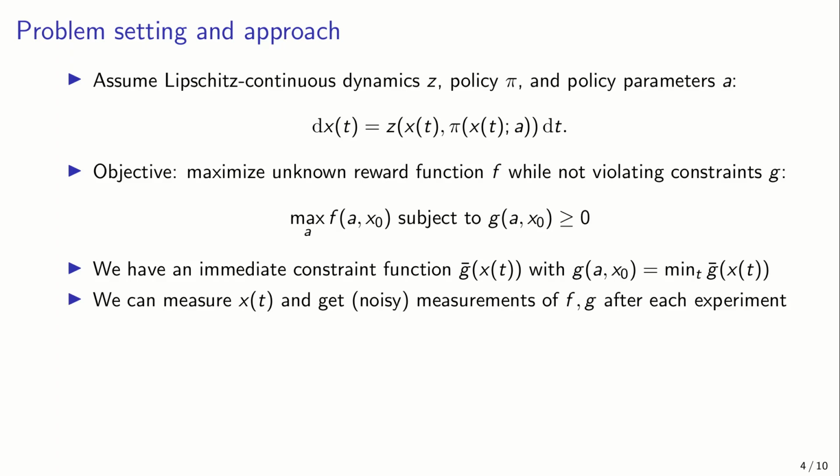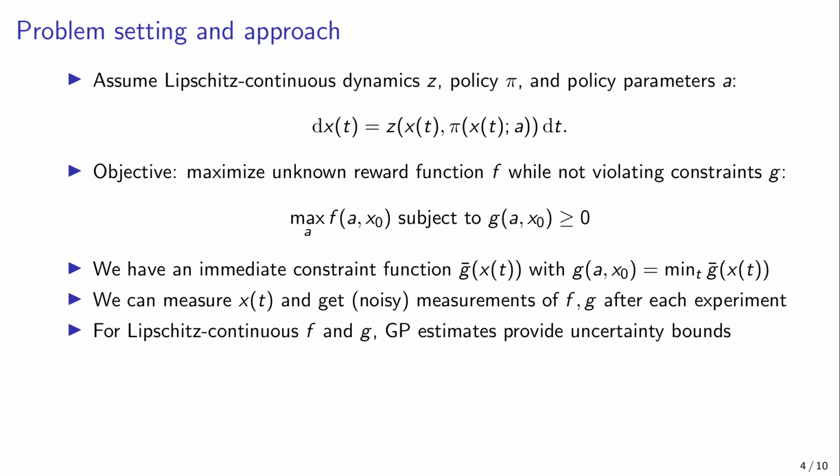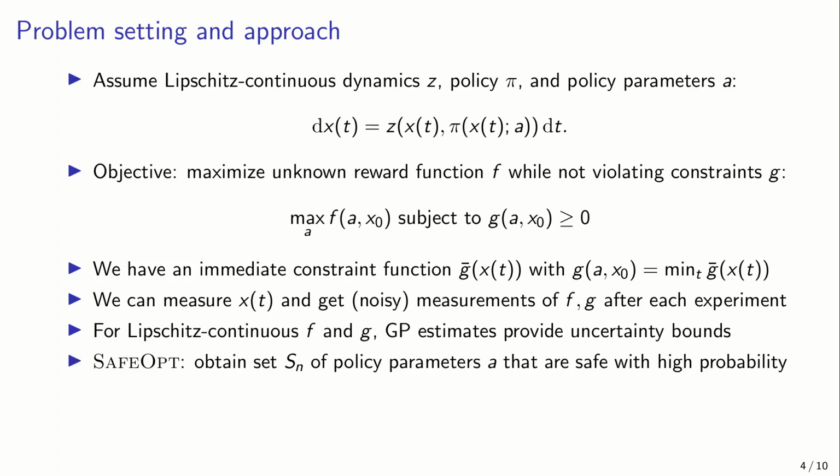We assume that we can measure the state of the robot and that we get noisy measurements of reward and constraint after each experiment. If we now have that reward and constraint are Lipschitz continuous, we can estimate both using Gaussian processes, and the GPs then also provide us with uncertainty bounds. SAFEOPT now leverages those bounds to compute a set of policy parameters that are safe with high probability, and by only sampling from the safe set during exploration, it can provide safety guarantees.